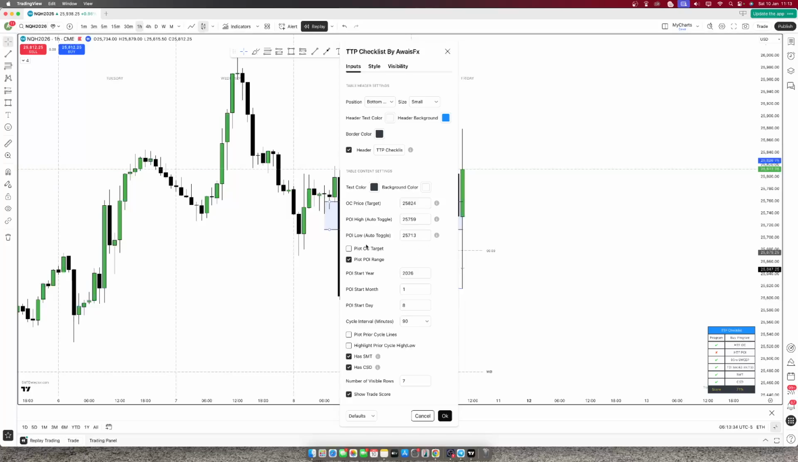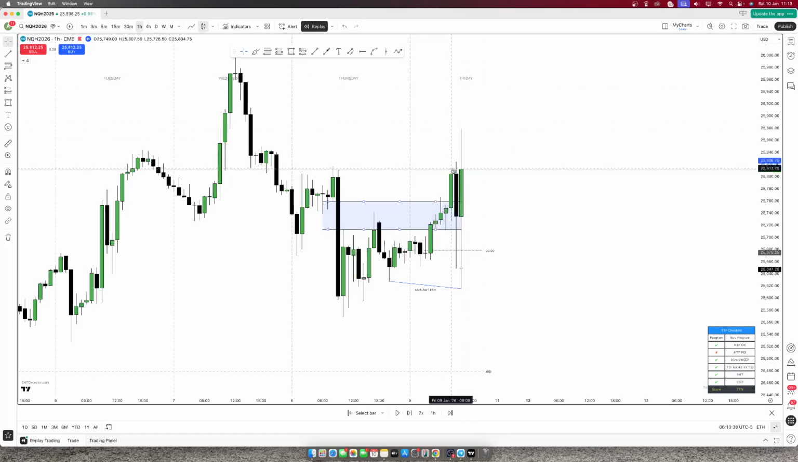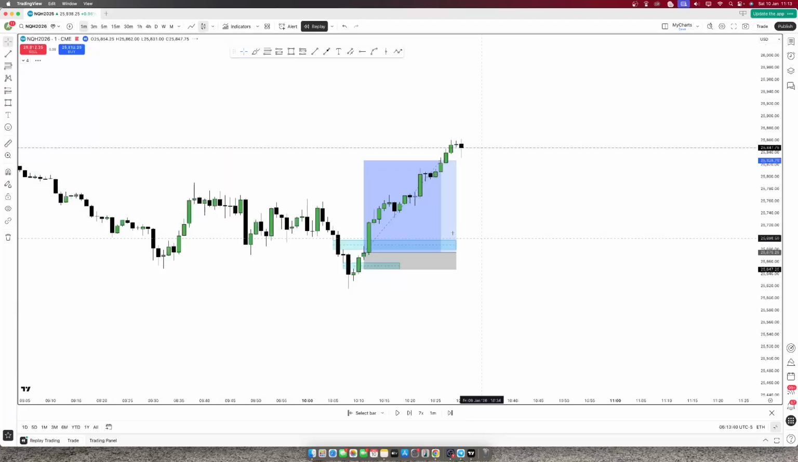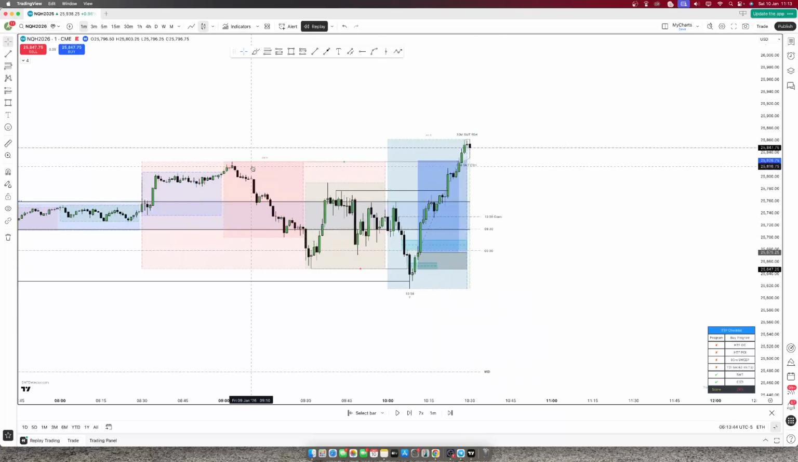But pretty much, the way it works is if you're targeting above and your POI is below, so if I say, for example, I'm expecting price to go into the POI and bounce off it, and my target is above price, which would be this line here, it would automatically say that I'm in a buy program.